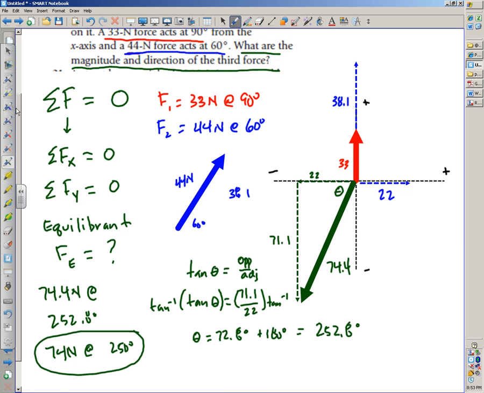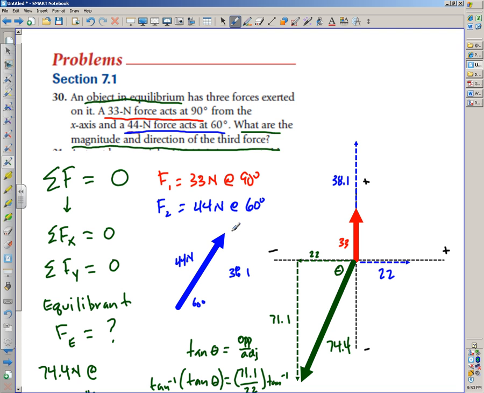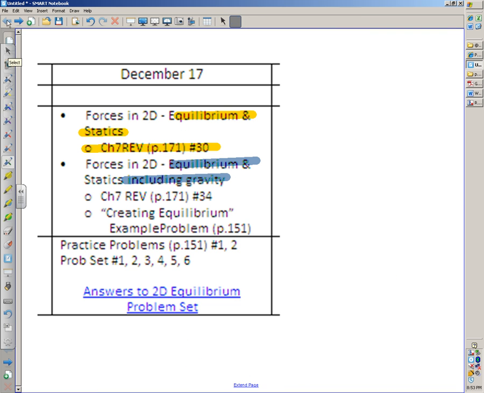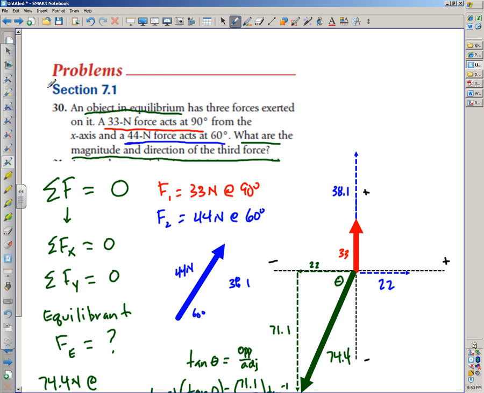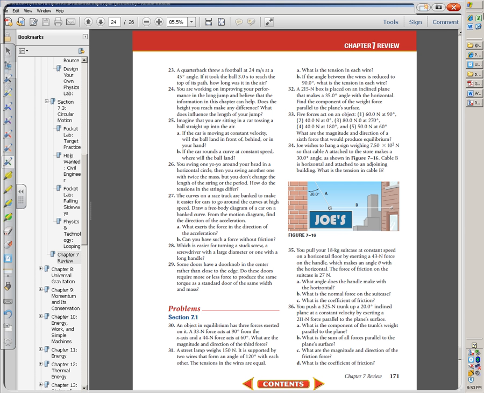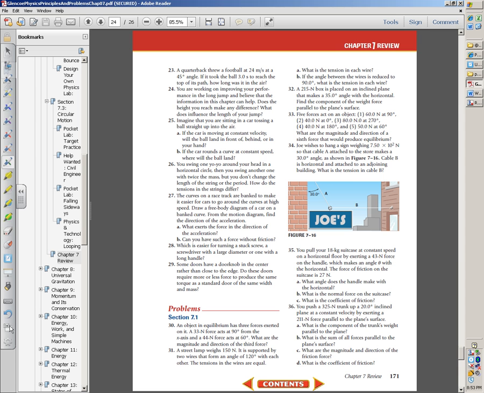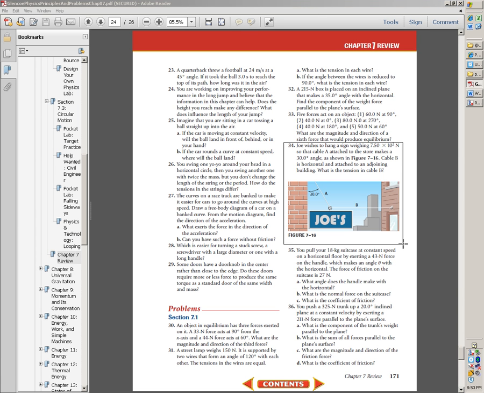We are going to keep that theme of equilibrium, but now we're going to add in a force that we can't really get rid of, and that force is gravity. So, checking my agenda for today, chapter 7, page 171, number 34. So I'm going to grab question number 34 that does have a picture that goes along with it. Yippee.